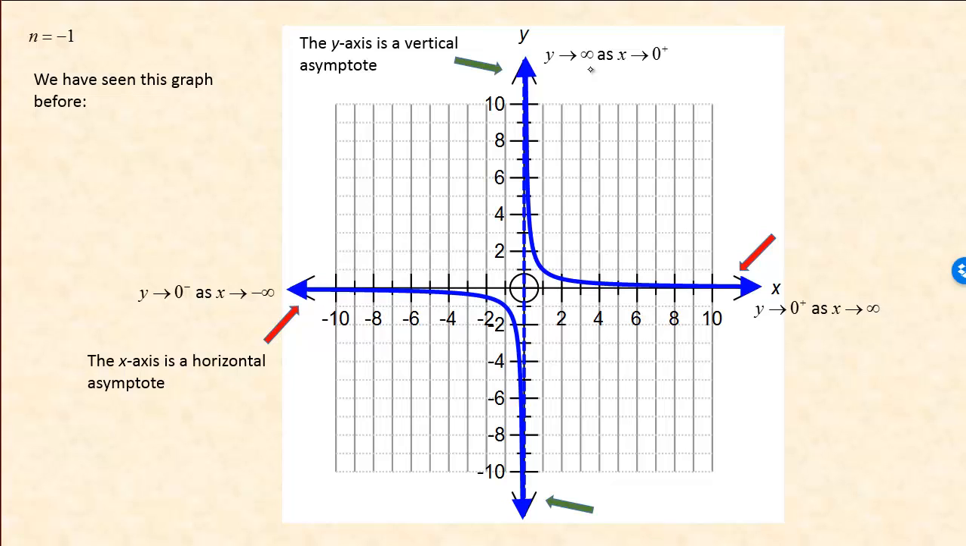Y tends to infinity as x tends to 0 from above. So when x is small and positive, y is going to be very large and positive. Y tends to negative infinity, so it's going off the bottom of the graph, as x tends to 0 from below. This is the graph of y equals x to the -1 if n is -1, or we can write that as y equals 1 over x.